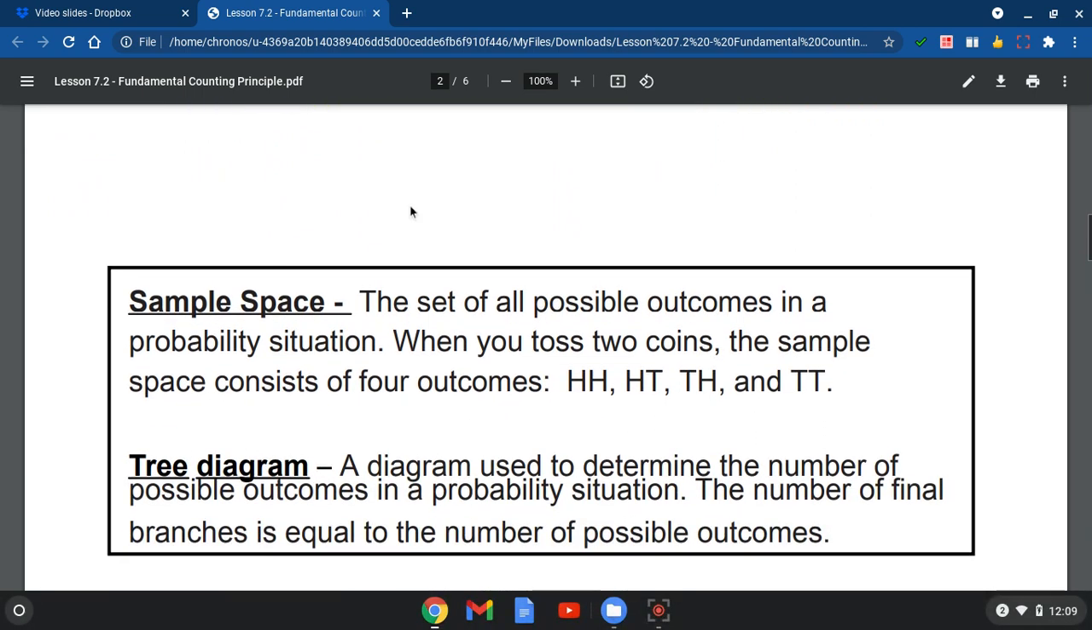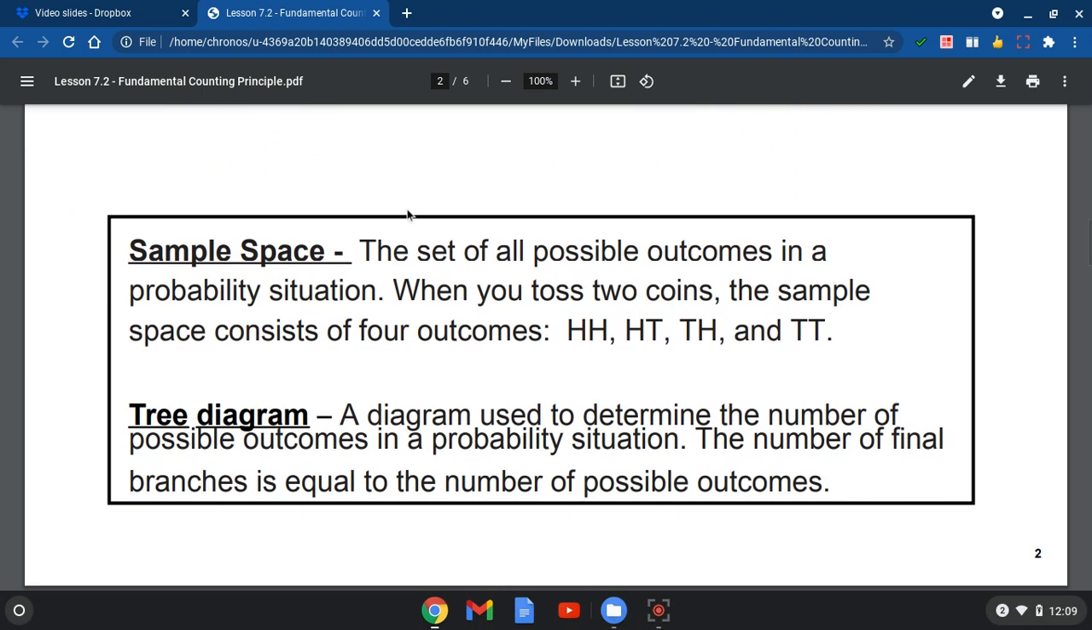Let's take a look at some vocabulary. In probability, a sample space is the set of all possible outcomes in a probability situation. For example, when you toss two coins, the sample space consists of four outcomes: heads on one coin and heads on the other, heads on one coin and tails on the other, tails on the first coin and heads on the other, or two tails.